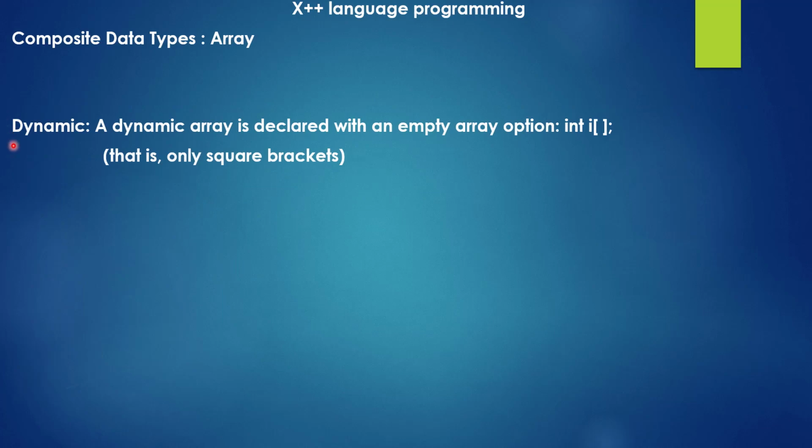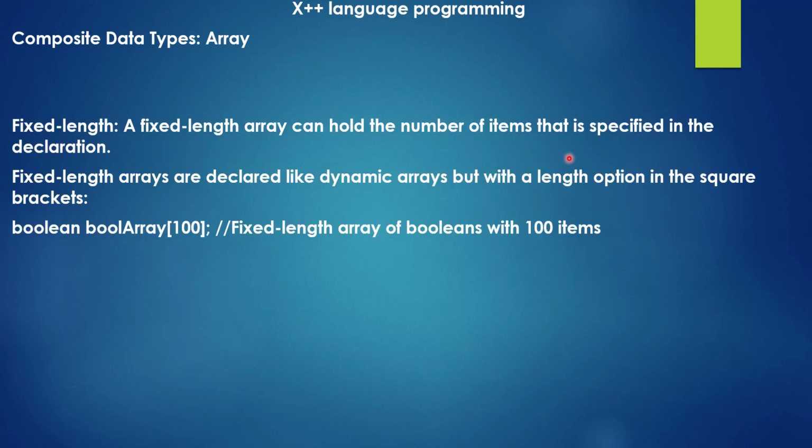Here we have a dynamic array. A dynamic array is declared with an empty array option. Like you see, int i, opening bracket and closing bracket, and inside this bracket we don't have any value, so the array option is empty. It is only a square bracket. Whenever we declare an array in this way, we call it a dynamic array.